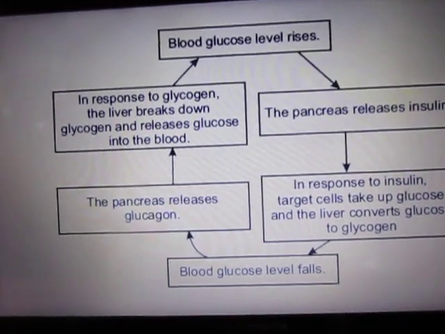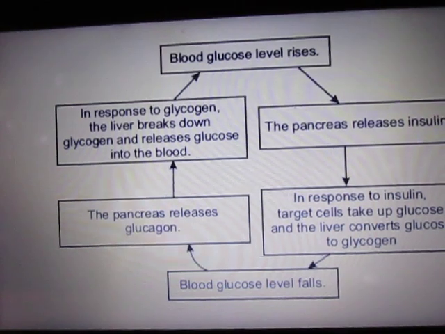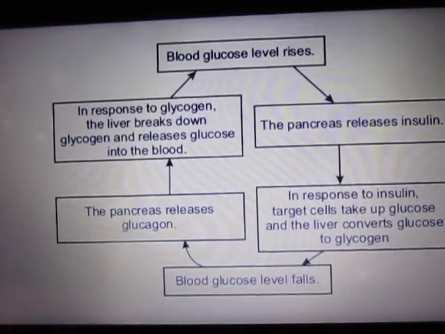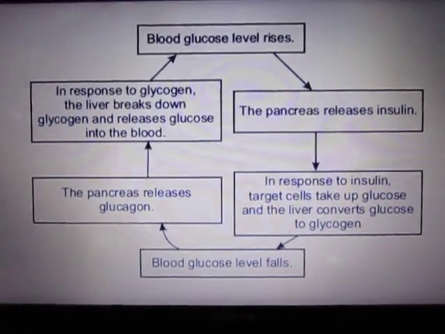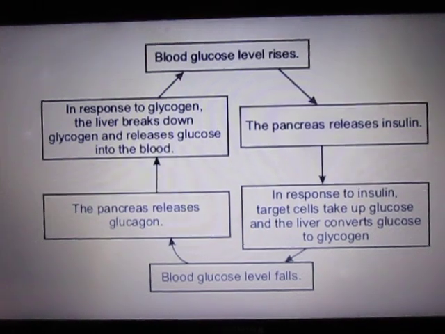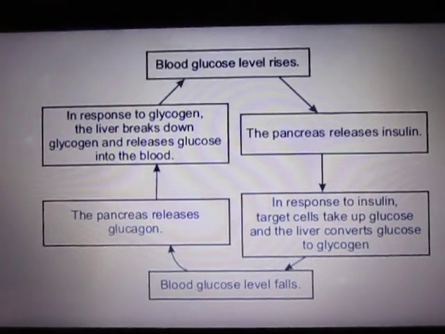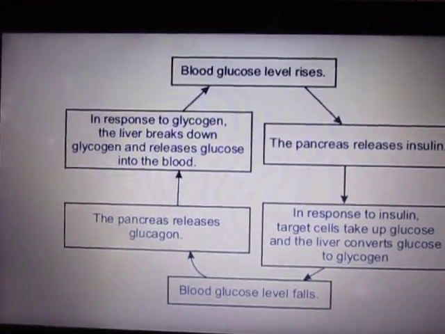There you are finding that these two hormones are antagonistic, to mean the effect of one is opposing the effect of the other. Why? We are seeing insulin is reducing the blood glucose level, while glucagon is raising the blood glucose level.